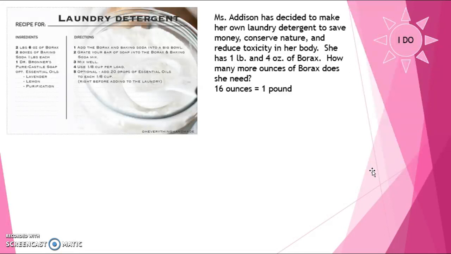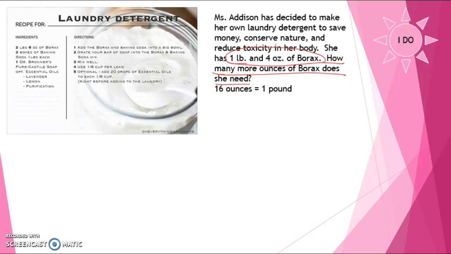So let's get started. Miss Addison has decided to make her own laundry detergent to save money, conserve nature, and reduce toxicity in her body. She has 1 pound and 4 ounces of borax. How many more ounces of borax does she need? So, let's look at what's important in this problem. I know that Miss Addison has 1 pound and 4 ounces of borax, and the question is, how many more ounces of borax does she need?